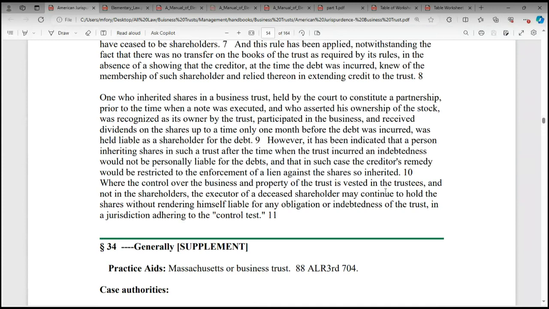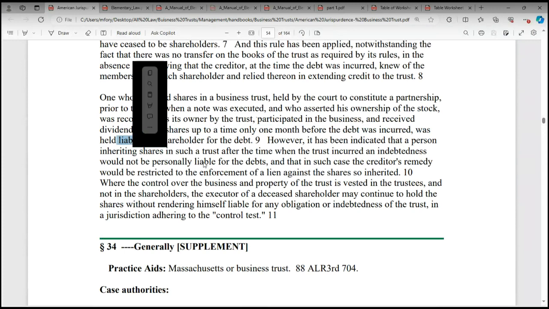One who inherited shares in a business trust, held by the court to constitute a partnership prior to the time when the note was executed, and who asserted his ownership of the stock and was recognized as its owner by the trust, participated in the business, and received dividends on the shares only 1 month before the debt was incurred, was liable for it. So he basically got some shares and did everything you could think of that would make him a trustee or whatever position he is, right? Participated in whatever, and now you know why he got held liable. He had too much power.